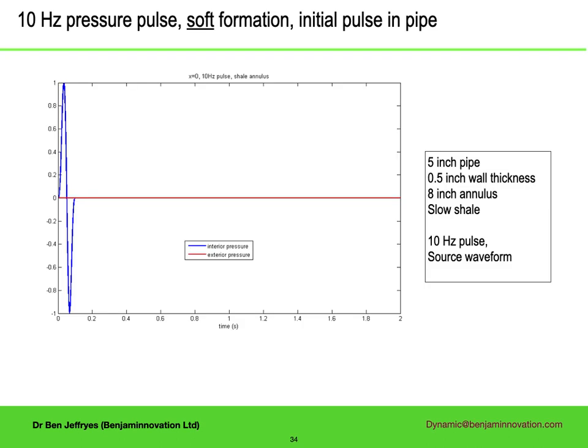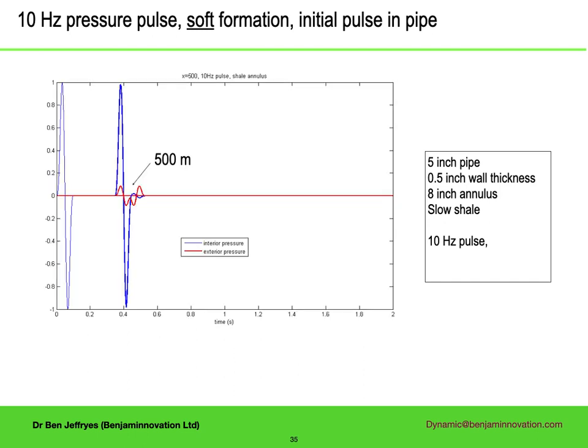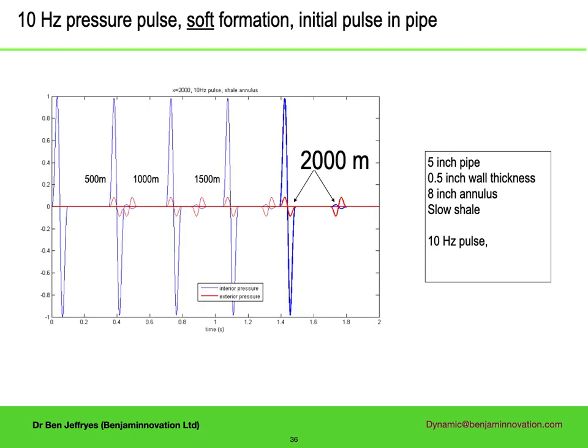Let's take a 1-cycle 10 Hz pulse inside 5-inch pipe in an 8-inch annulus in a soft formation. This is at the source. There is no viscous drag in these calculations, which will add attenuation. Now let's look 500 meters up the borehole. There is a small tail to the main wave. This is the slow wave. The annulus pressure is plotted in red and is small. The same at 1000 to 2000 meters. The fast and slow waves have separated due to their significantly different wave speeds, but there is never very much pressure in the annulus.